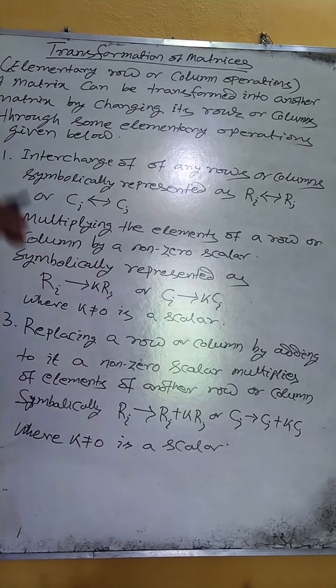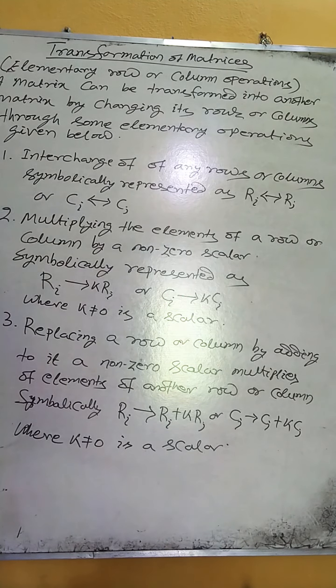We interchange any rows or columns. That means we interchange the first row with the second row, the first row with the third row. Similarly, we interchange any columns, the first column with the second column, the second column with the third column, etc.